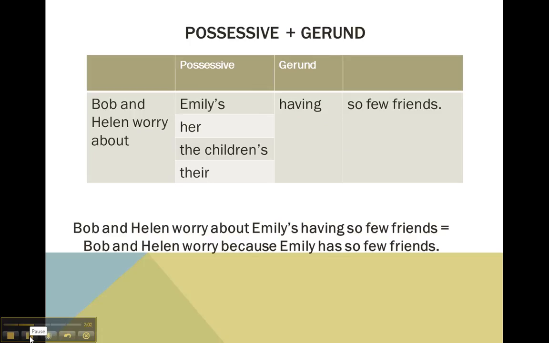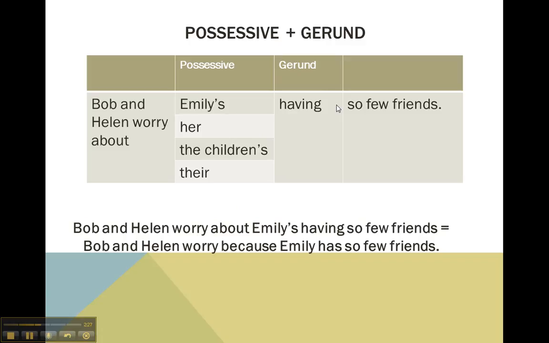And here we're getting into some kind of difficult new things that you'll look at in this next lesson in Focus on Grammar. I can use a possessive. Because the gerund is a noun, it can belong to somebody. It's a possessive. So I can say something like, Bob and Helen worry about Emily's having so few friends.